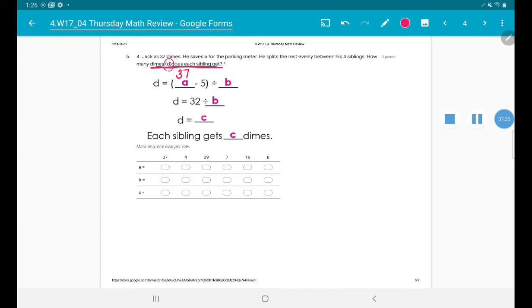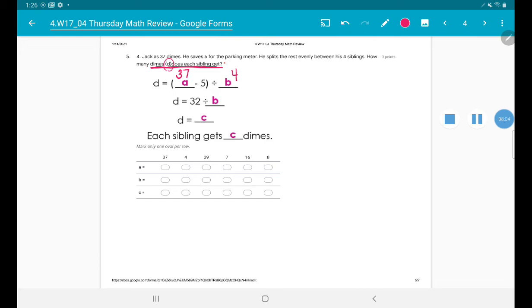And how many equal groups are we making? 4. So what is B going to equal? 4. All right, so we have 37 minus 5, and that's going to be divided by 4. Does anybody know what those parentheses mean? You have 37 minus 5 in parentheses. What are those parentheses for, Tatum?